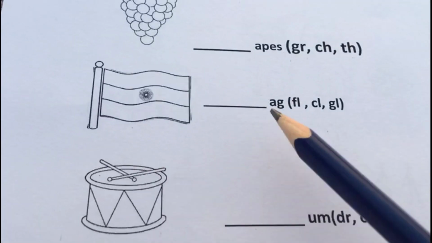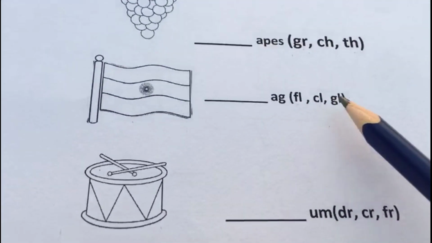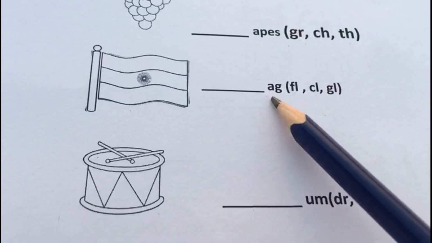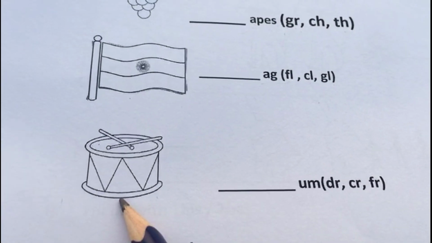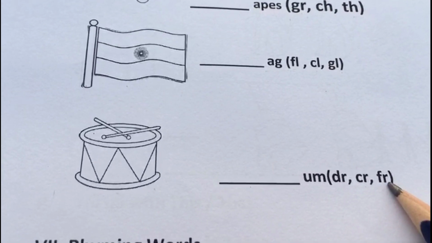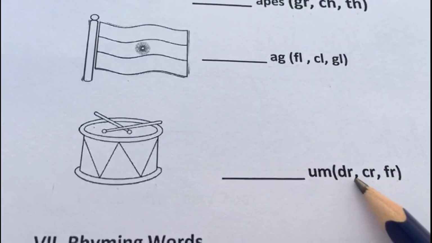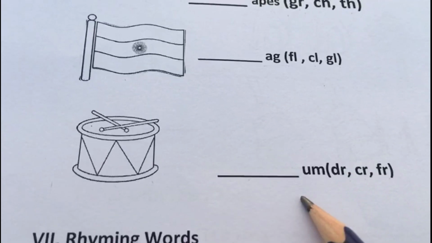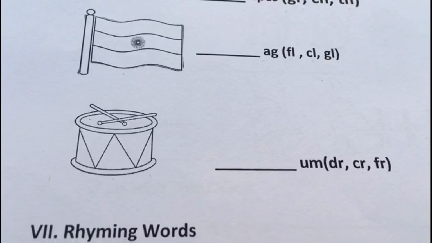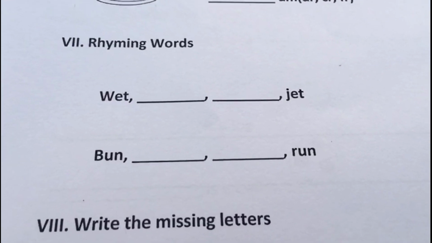The second one is flag. In the bracket fl, cl and gl. Now ask the child to find the right one and fill it there. The third one is drum, dr, cr and fr. They should find the right letters, the right sound, like dr or cr or fr, and fill it in the space. Now the seventh question.